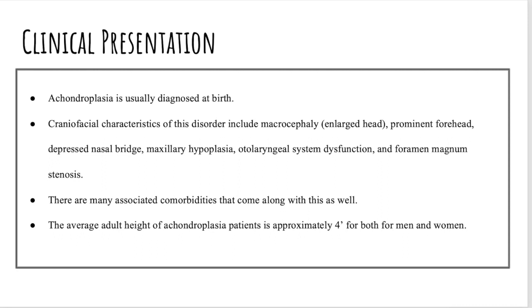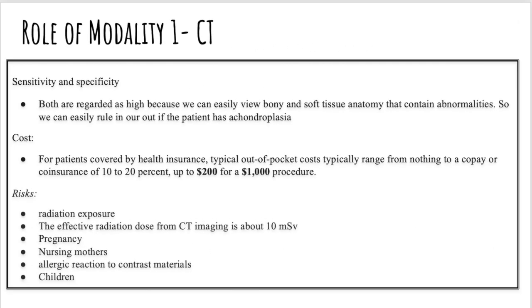Some associated comorbidities include clubbed feet and adenotonsillar hypertrophy, which involves upper airway obstruction. And then later on in life, the average adult height of achondroplasia is approximately 4 feet for both men and women. All right, so the first radiology modality that we're going to observe is CT.